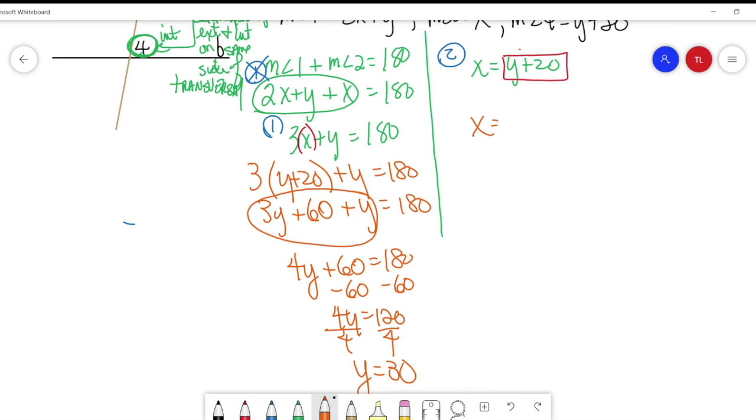So if we replace y with what? What do you put there instead of y? You're correct. And so x is how much? 50.